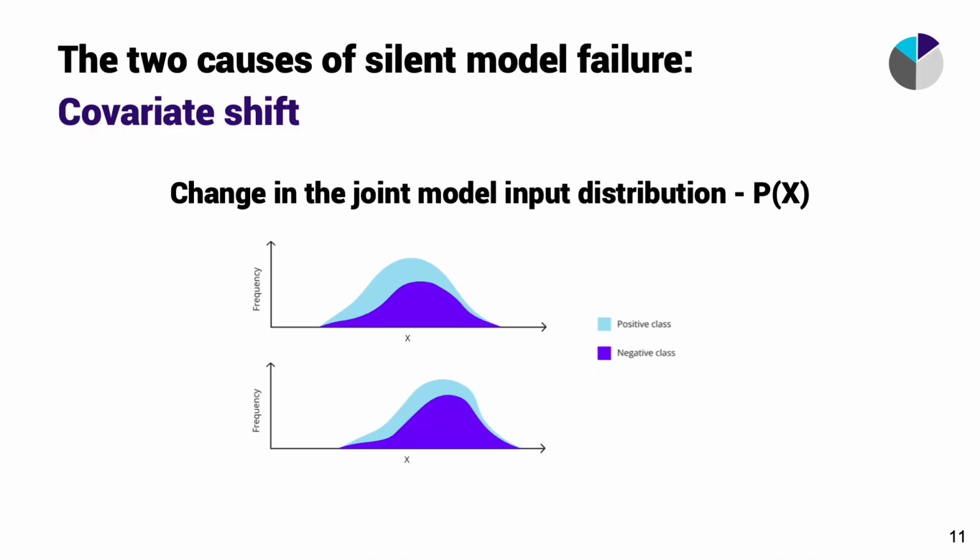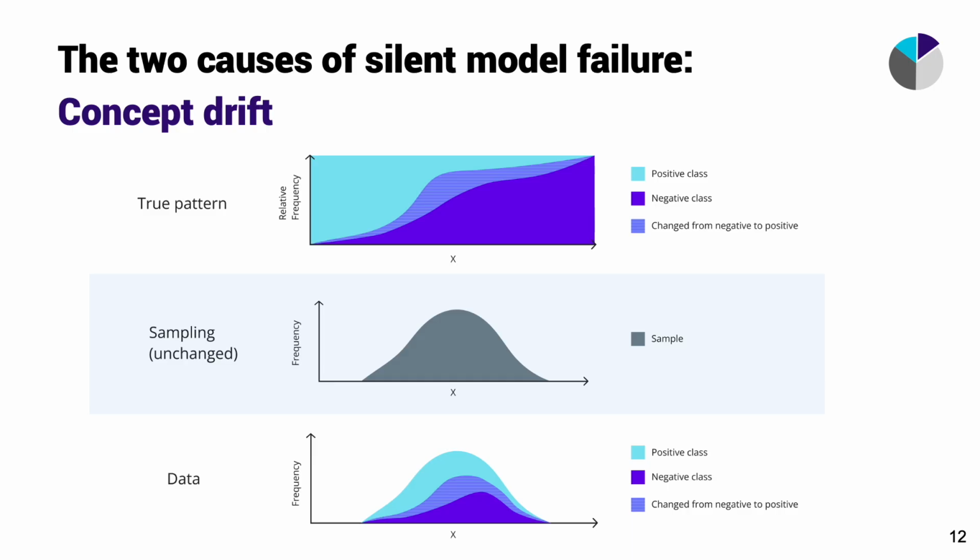Here is a more scientific formulation of what covariate shift is. It is the change in the joint model input distribution, so the P of X, if you look at it from Bayesian perspective. That was also mentioned in the previous talk. Now, the second reason is concept drift. Concept drift is a change not in the sampling mechanism, but in the true pattern. So the actual pattern that we're trying to learn from the data has changed in time.